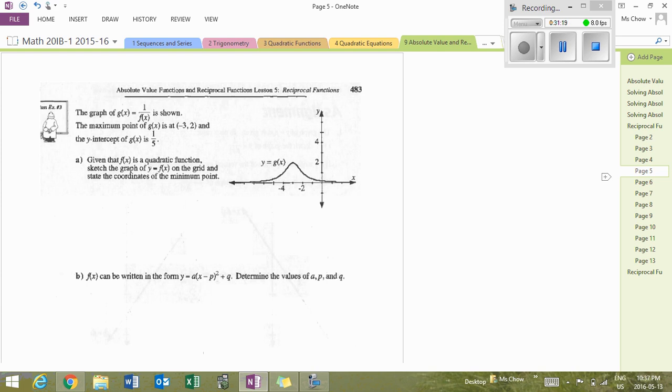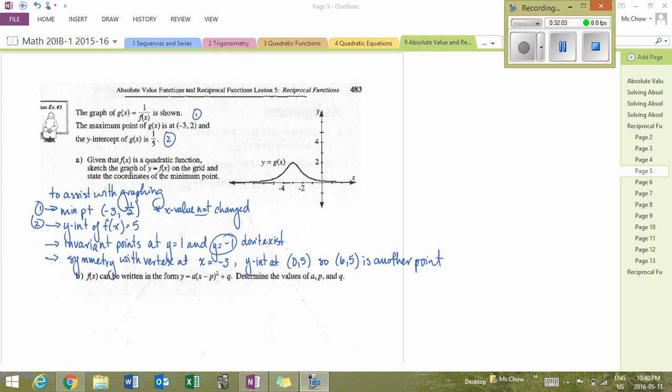So for this one, we've got the graph of g of x is equal to 1 over f of x. That's shown. So what they're telling you essentially is here is your reciprocal function. The maximum point on g of x, on your reciprocal function, is at (-3, 2). The y-intercept of your reciprocal function is 1/5. So if you want to hit pause and try to do the graph of that, based on what you know about your y-intercept, the maximum point, as well as your invariant points, then give that a shot. So hit pause and come back in a moment.